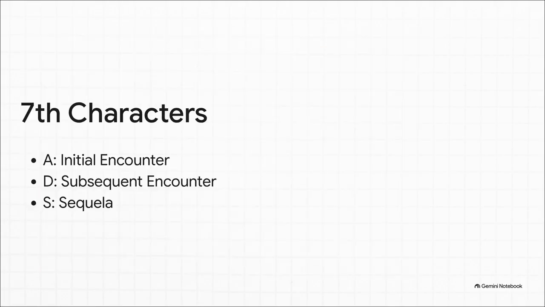Let's break down those options. A is for the initial encounter, which means active treatment is being provided for the condition right now. D is for subsequent encounter, and we use that during routine healing or recovery once the active phase is done. And S is for sequela, meaning a residual effect of a past condition. So if a patient comes in for an initial encounter for an infected internal joint prosthesis, they get an A for active treatment of that infection today, even if the joint was originally implanted 5 years ago. The active treatment is for the brand new infection, not the original surgery.